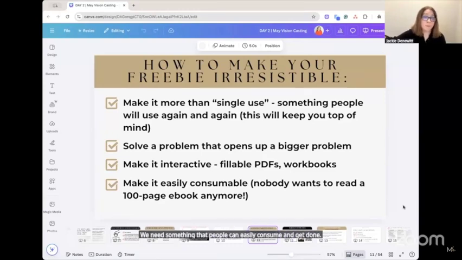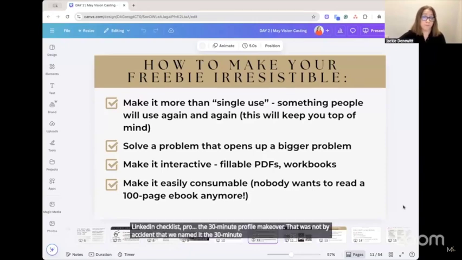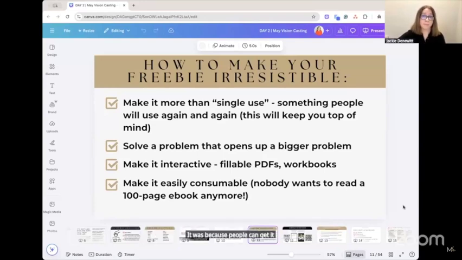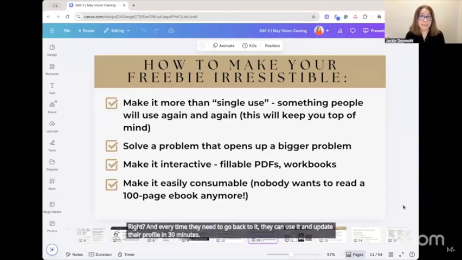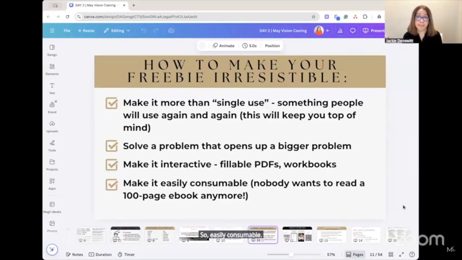LinkedIn checklist, the 30-minute profile makeover. It was not by accident that we named that freebie the 30-minute profile makeover. It was because people can get it done. They can update their profile in 30 minutes, right? And every time they need to go back to it, they can use it and update the profile in 30 minutes. So, easily consumable. It's something that people can get done in one sit-down session.